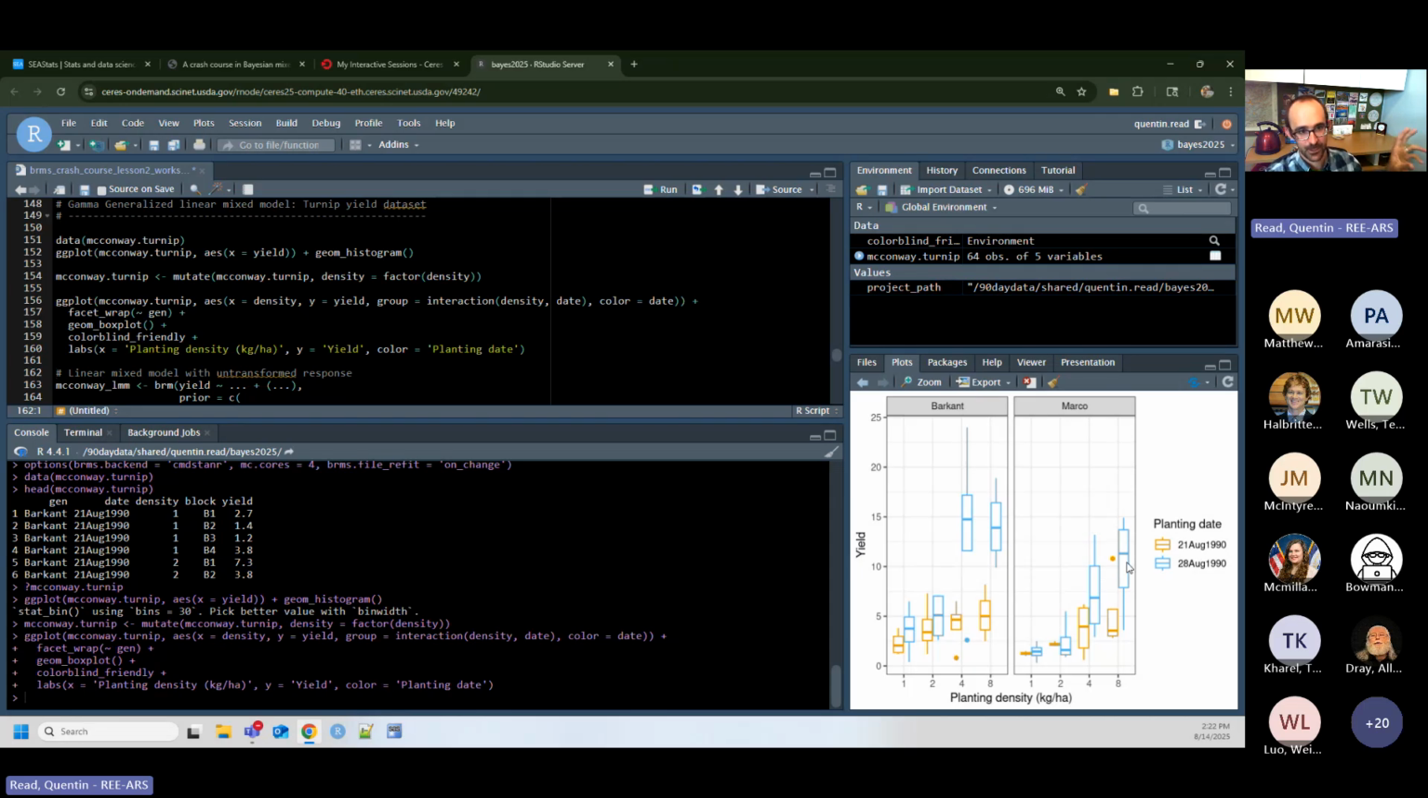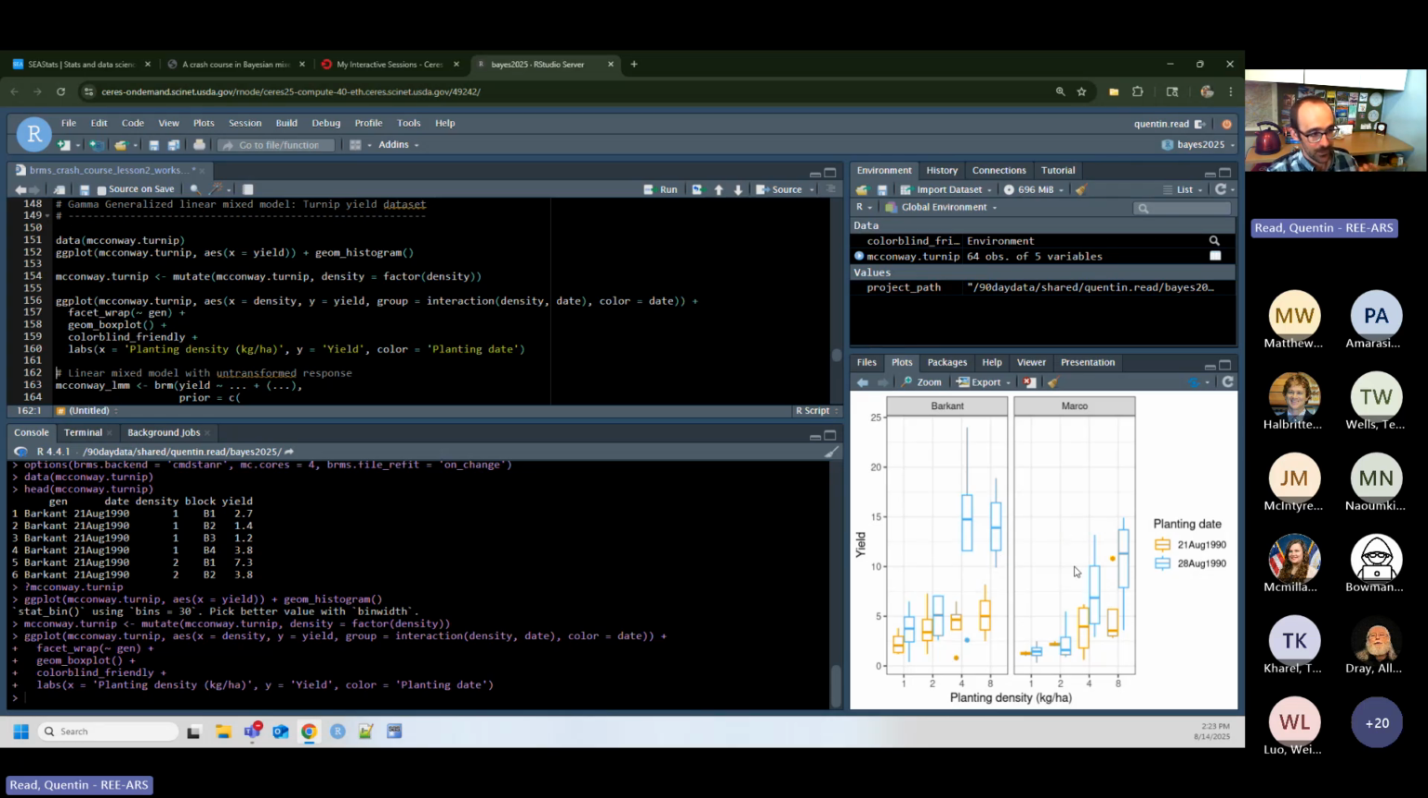So there's sort of like a 3-way interaction where the highest yield is only observed in certain genotypes under a certain density at a certain planting date. So you need all three, the interaction of all three variables to explain the variation in yield. So we have probably a significant three-way interaction in this study. But what else do we observe?